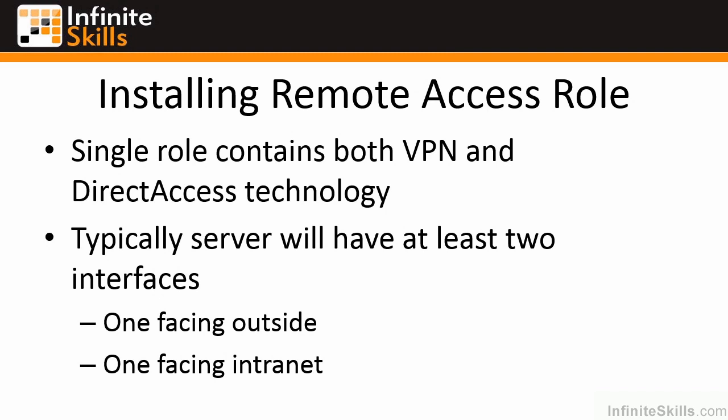This lesson covers the installation of the Remote Access Service. This is just a role that is part of Windows Server 2012. It actually contains both the virtual private network and the DirectAccess technology. Now, for a complete remote access service, you need the VPN server, but you also require a source for authentication. So for example, Active Directory.